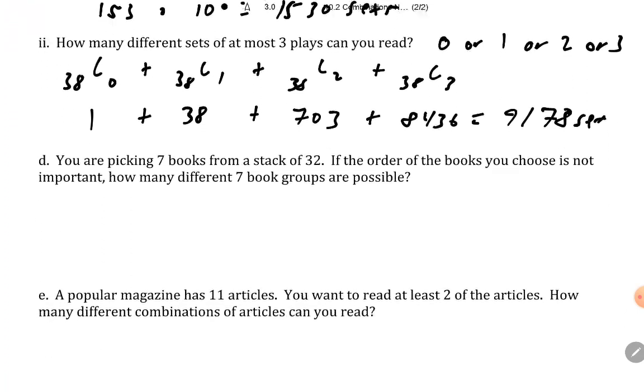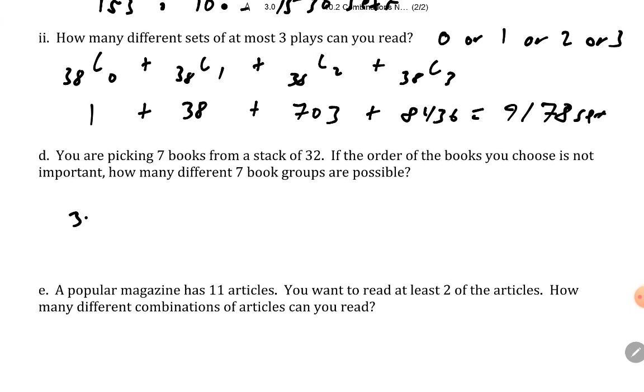Part D. You're picking up 7 books from a stack of 32. If the order of the books you choose is not important, how many different 7 book groups are possible? That would be 32 choose 7. And just to make sure, this is 32 factorial over 32 minus 7 factorial, 7 factorial.